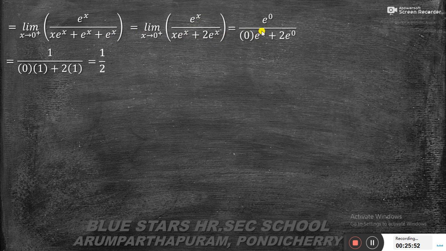In the next step, now I apply the limit x equal to 0. So e power 0 by 0 e power 0 plus 2 e power 0. That means e power 0 is 1, so 1 by 0 into 1 plus 2 into 1. So 1 by 2. Therefore this is the answer for the given limit. Therefore the given limit, limit x tends to 0 plus, 1 by x minus 1 by e power x minus 1, equals 1 by 2. This is the answer.